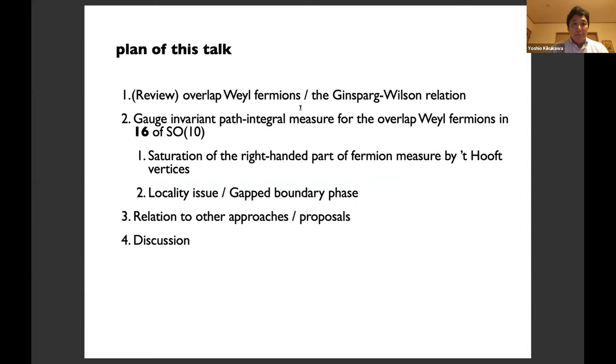So, this is the plan of my talk. In the first part, I would like to review what overlap fermions are. In the second part, I would like to discuss the gauge invariant formulation of the path integral measure for the overlap fermion in the 16 representation of SO(10). I discuss the saturation of the right-handed part of the measure by 't Hooft vertices, and I also discuss the locality issue, which is related to the gapped boundary phase in the approach of the four-dimensional topological insulator or superconductor. I'd like to discuss the relations of my approach to other approaches and proposals in technical detail. Okay, so this is my plan. So let me go on.